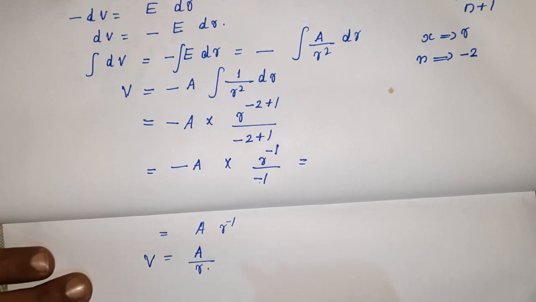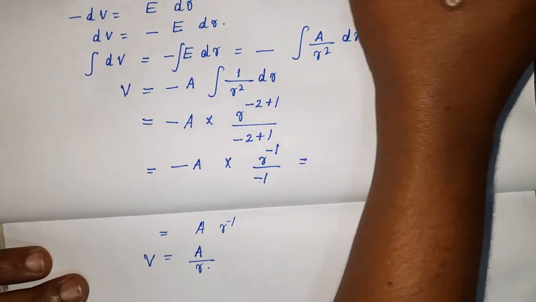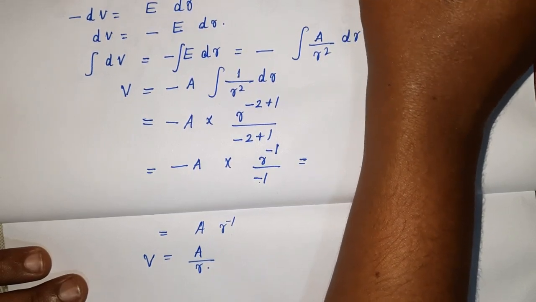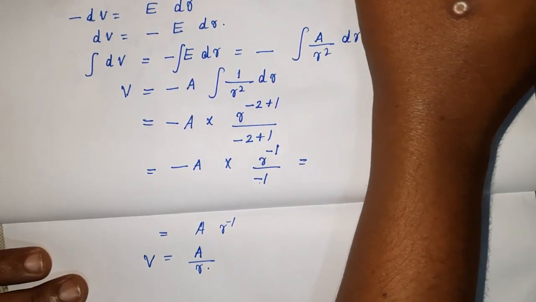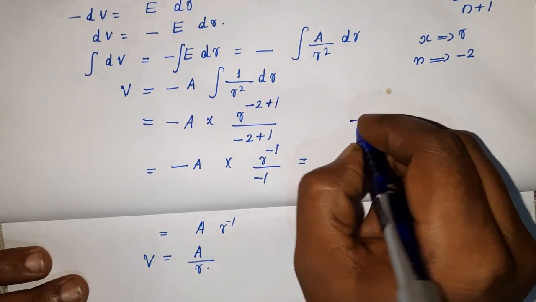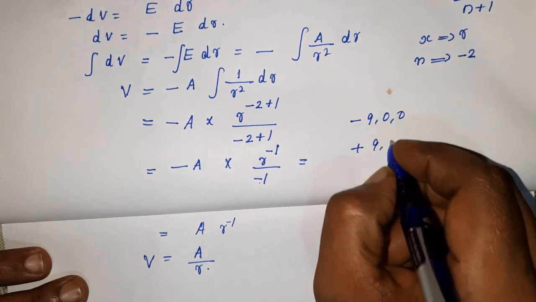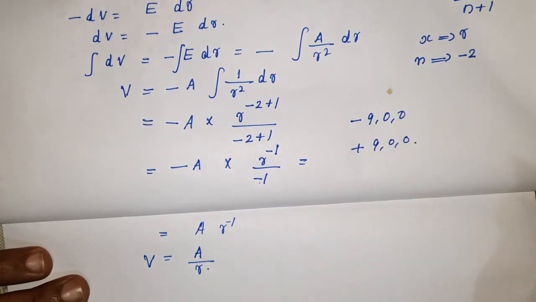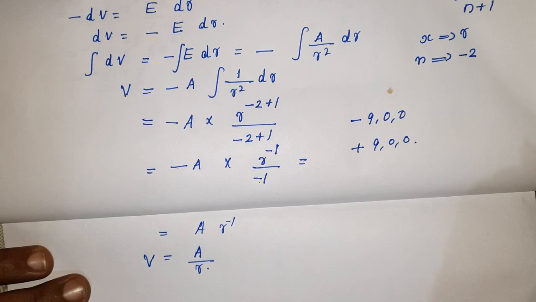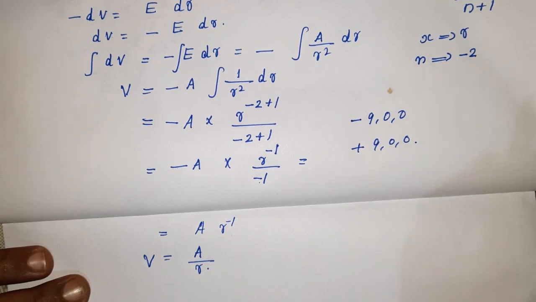Now VA and VB we have to find. When we find VA, A is at minus 9 centimeter and B at 9 centimeter. So those two points are there. Accordingly we have to find it. So in both cases r becomes 9. So our expression becomes that.